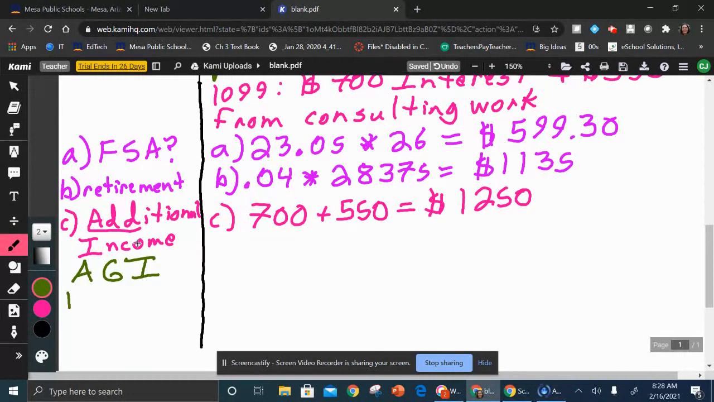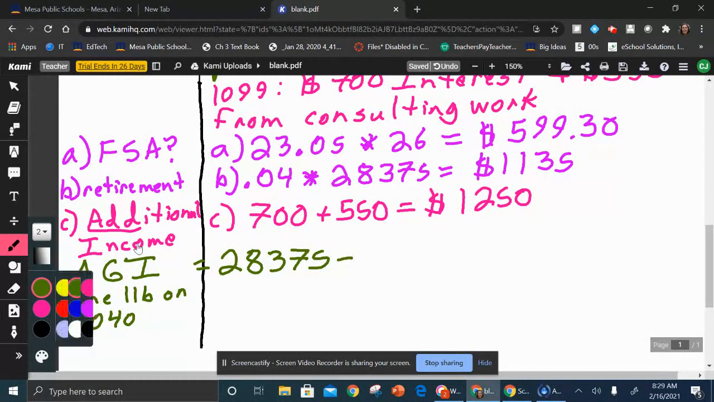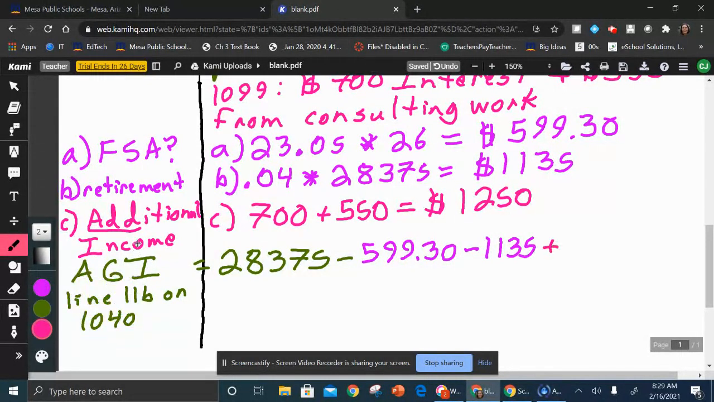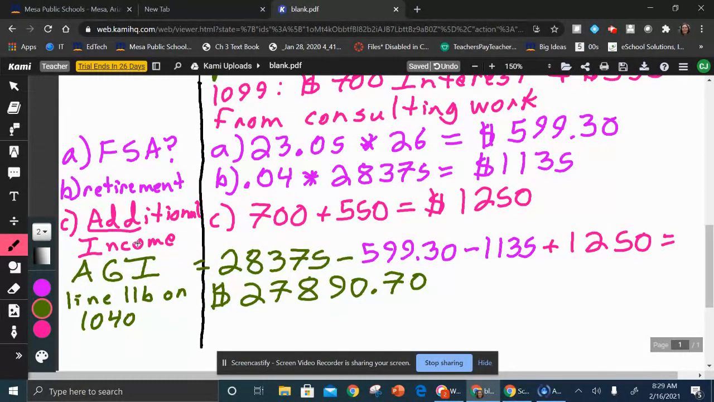okay, so this is line B. Okay, so that's going to be, so we start with the income amount, so 28,375 minus the $599.30 minus the 1,135 plus, so that's additional income, so 1,250. Okay, so now the income is going to be $27,890.70. Okay. Okay, so basically that's the adjusted gross income.